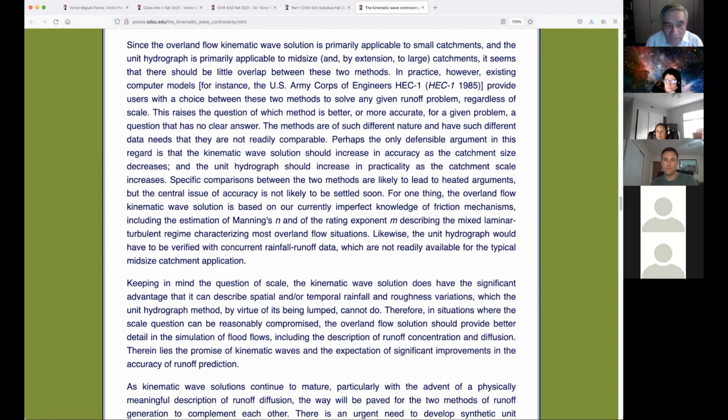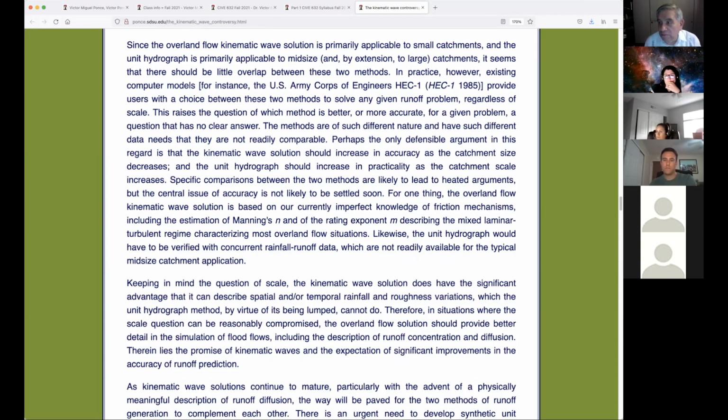For one thing, the overland flow kinematic solution is based on our current imperfect knowledge of friction mechanisms, including the estimation of Manning's n and of the rating exponent describing the mixed laminar-turbulent regime. What the heck does this mean in short words? It means that we do not have a friction predictor if the flow is mixed. If the flow is turbulent, we got Manning. If the flow is laminar, we got the Izzard type solution. But if it's mixed, as with Horton, with the exponent m equal to, you're out of luck.